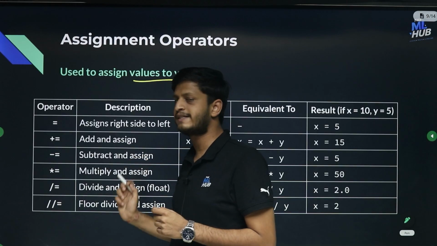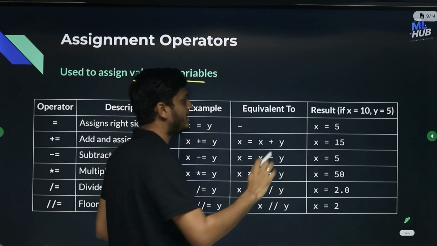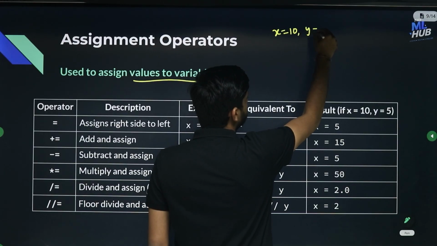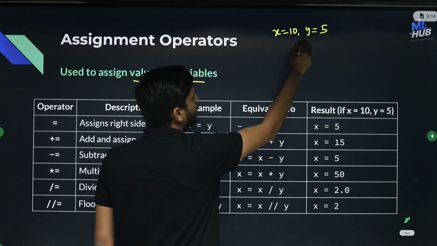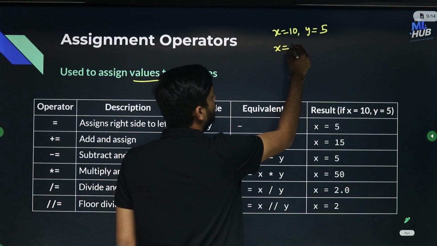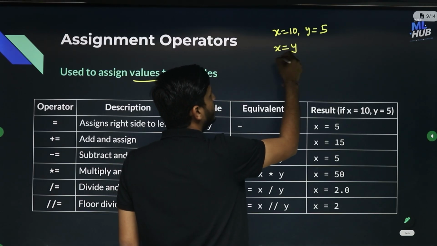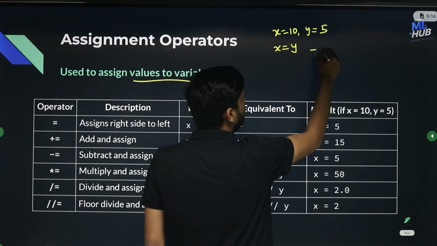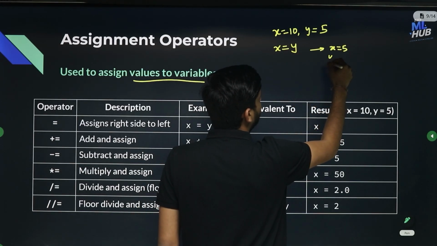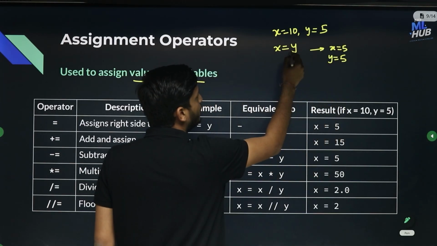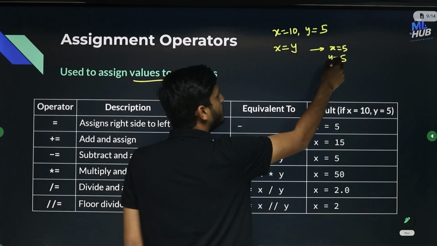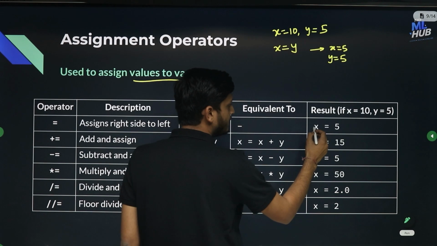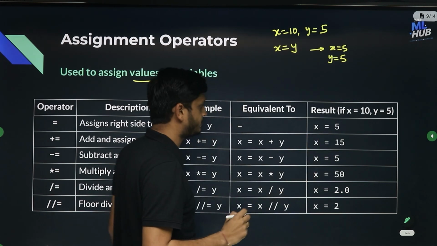So in all these examples here, we are initially assuming that the value of x was 10 and the value of y was 5. Initially we are assuming that x is 10 and y is 5. So now if I write x equal to y, what will happen? The value of y will be assigned to x, which means now x will become 5. After this line, now x will become 5 and y will become 5, because the value of y is assigned to x. So y will remain as it is, but x will become 5 now. So after this line, what will happen? Result will be x will become 5.